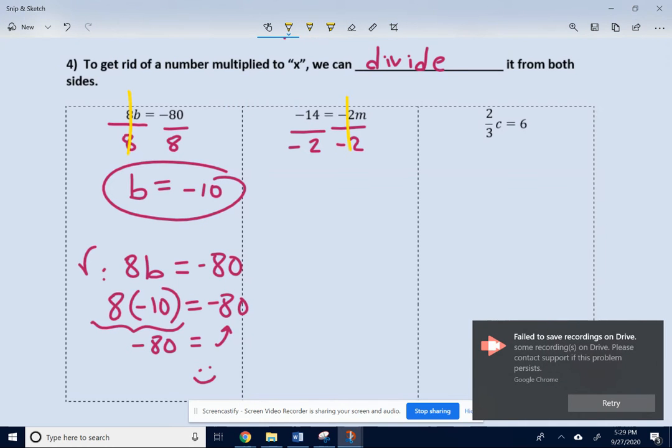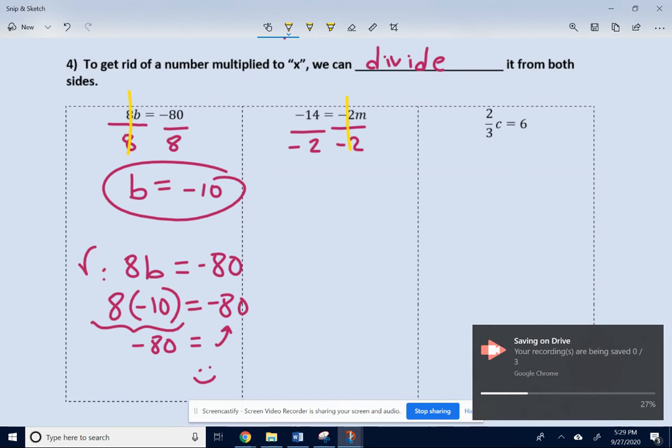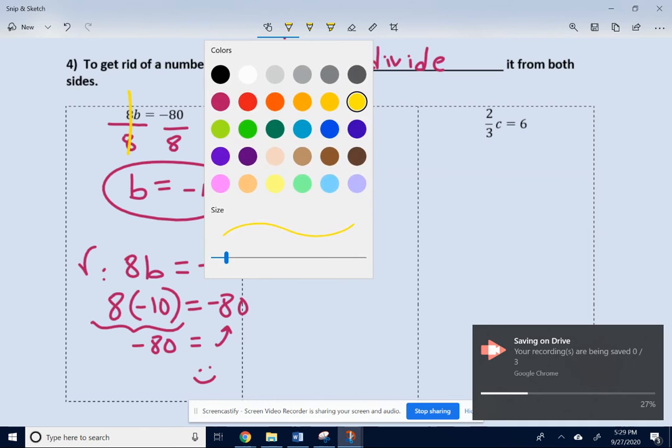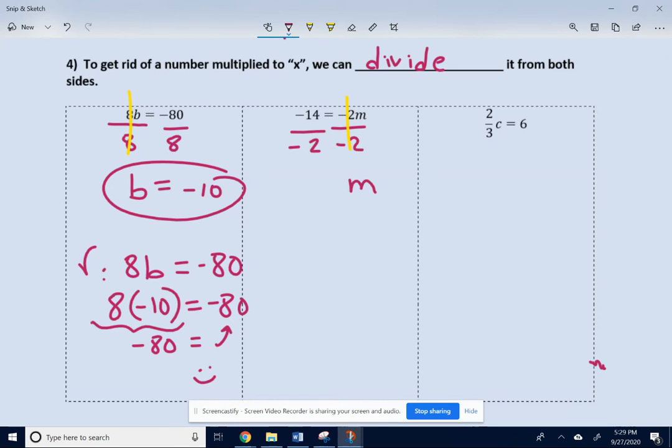Okay, negative 2 divided by negative 2 is equal to 1. So we're left with 1m, which is m. Just know that you're left with m because the negative 2's go away. On the right, we have a negative 14 divided by a negative 2. It's division. The signs are the same. So the answer has to be a positive 7.